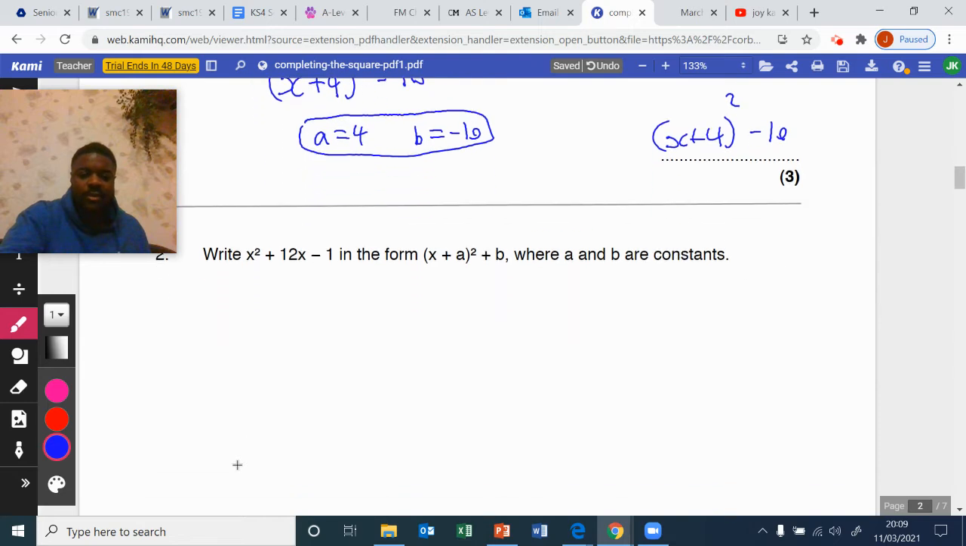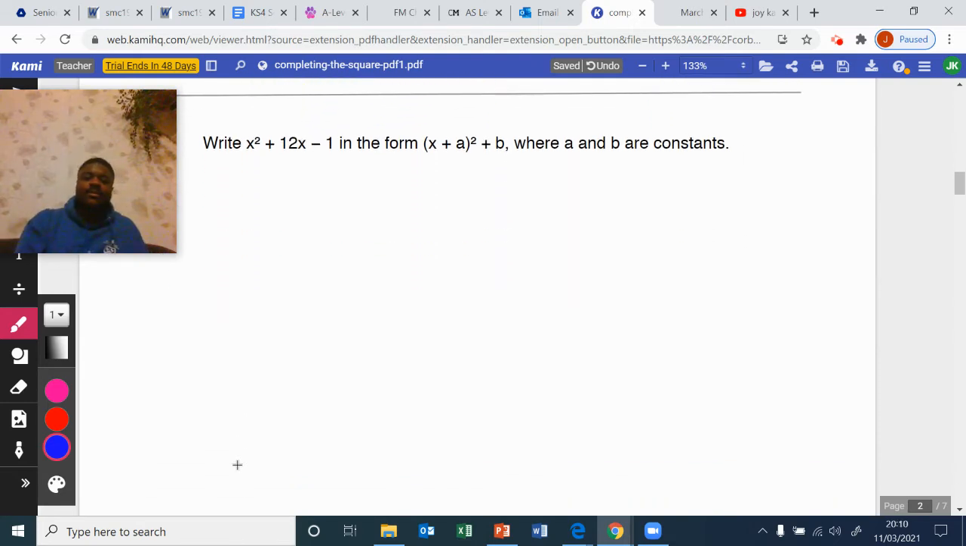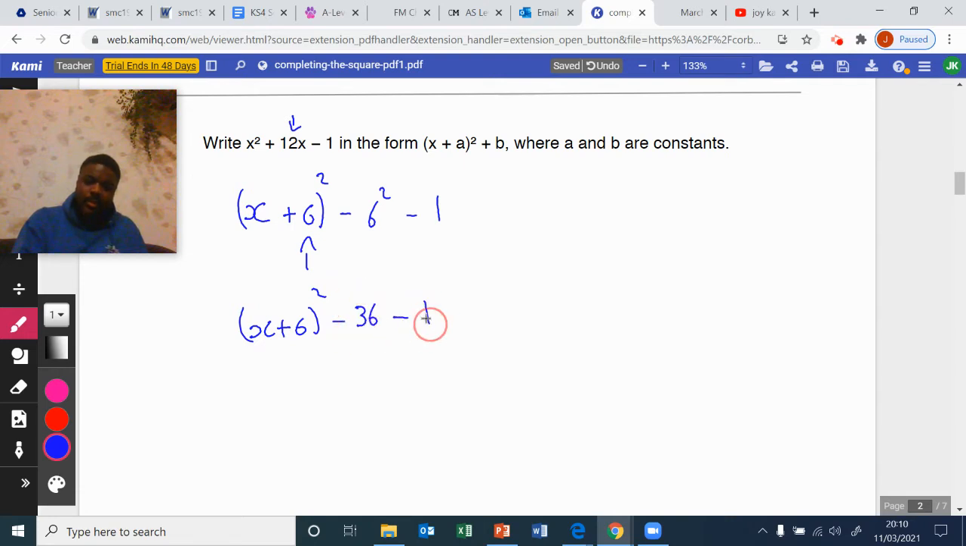Okay, so we've got another question here. Write x squared plus 12x minus 1 in the form (x plus a) all squared plus b. So again, x, we take half the coefficient here. So 12, half of 12 is 6. So plus 6 all squared. Take away this number squared. So 6 squared, take away 1, which simplifies to (x plus 6) all squared, take away 36, take away 1. So that simplifies to (x plus 6) all squared minus 37. That's it, guys. Let's keep going.